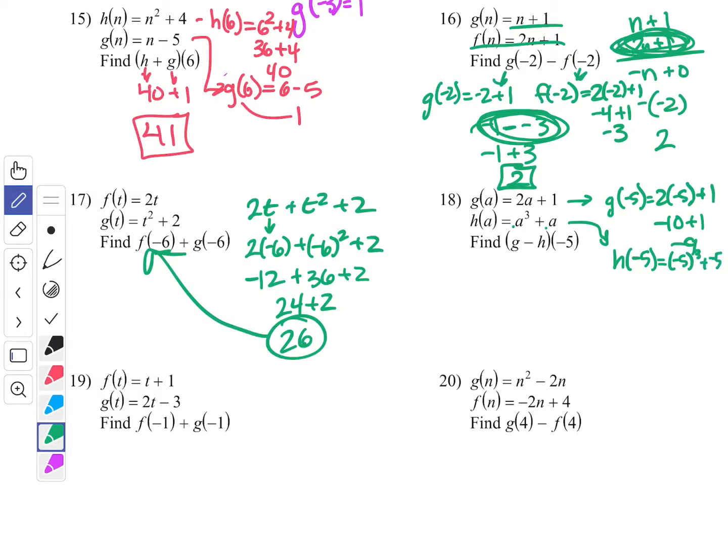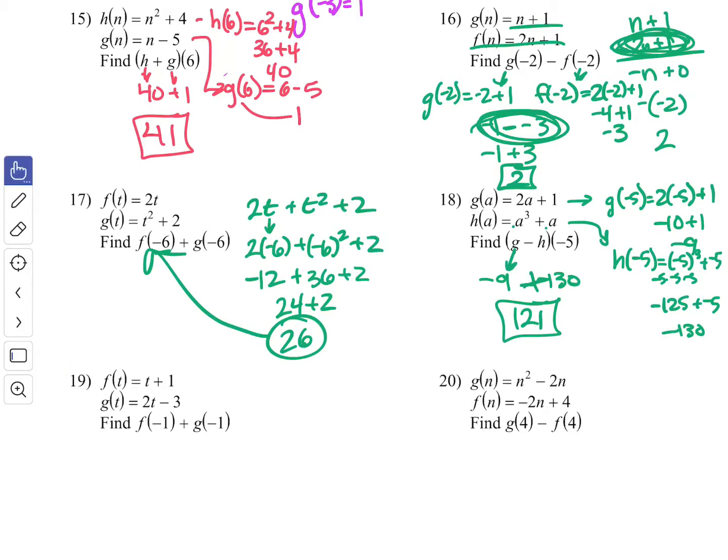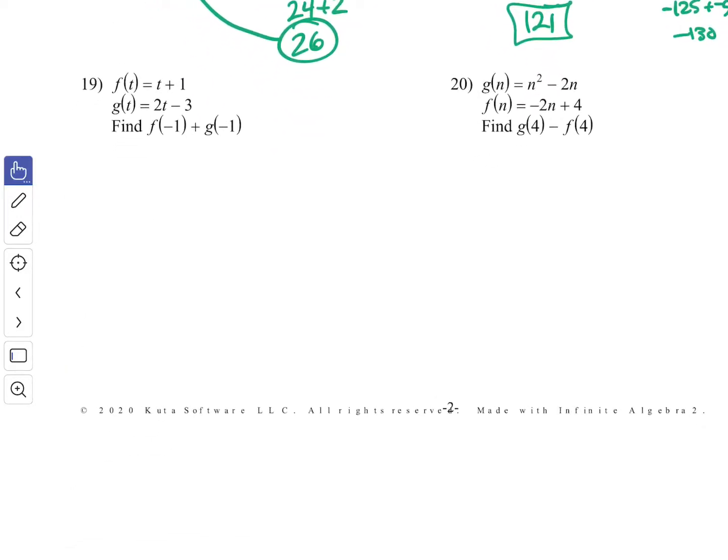Negative 5 cubed is negative 5 times negative 5 times negative 5, which is negative 125, plus negative 5, negative 130. So negative 9 minus negative 130, it's like plus, gives us a positive 121. Like I said, it's really up to you how you want to do it, but that's pretty much all you've got to do, just doing it that way.